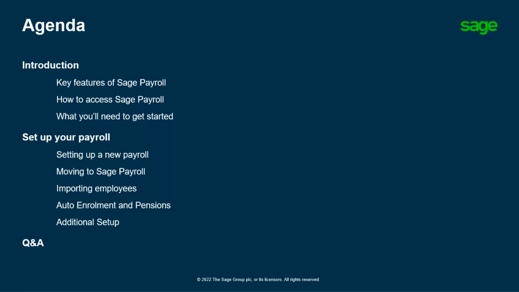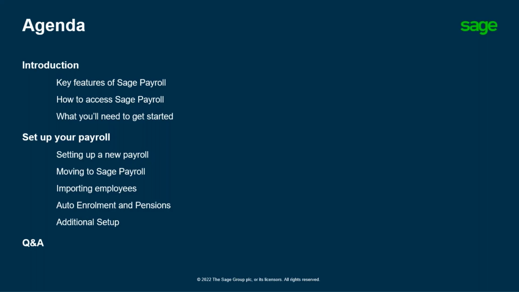And then we're going to run through a checklist of the information that you'll need to get started, whether you're setting up a new business, an existing payroll at the start of the tax year, or perhaps an existing payroll you're moving across mid-tax year. We're then going to take you through the steps to get everything set up.